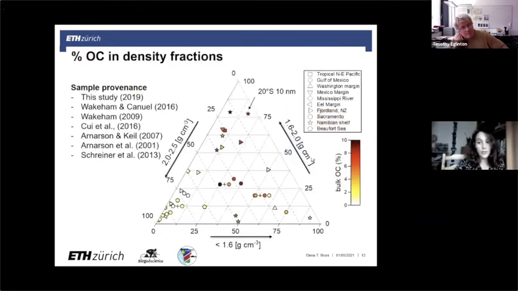Now, this is another representation of parts of our data set, this time in a ternary diagram. We only plot the density fractions from the Namibian margin, as well as data from publications, as shown here on the left side. A short explanation also to this diagram: the sites refer to exactly these density fractions, and the arrow points towards 100% here. Color indicates organic carbon percentage, so the amount of organic carbon in a sample, and the shape of a symbol refers to its provenance, so where it was extracted.